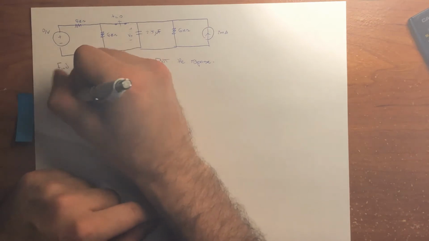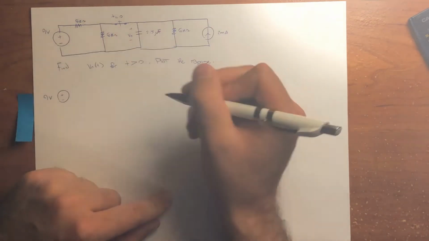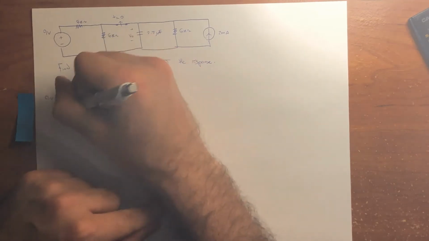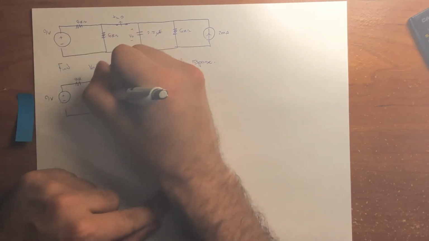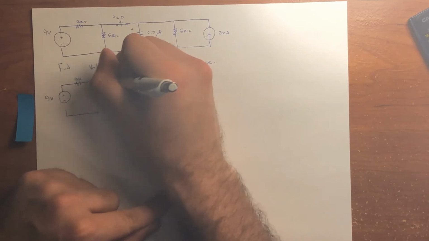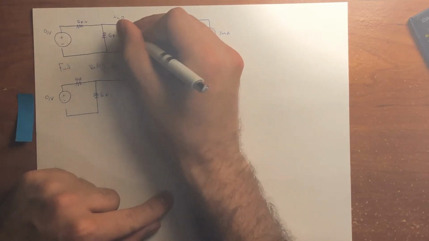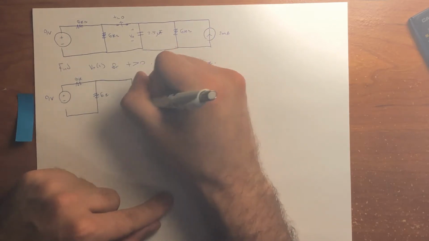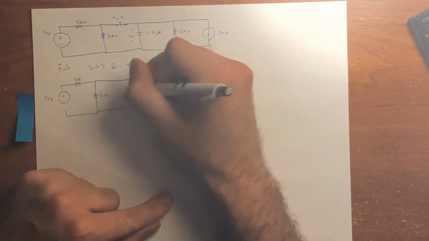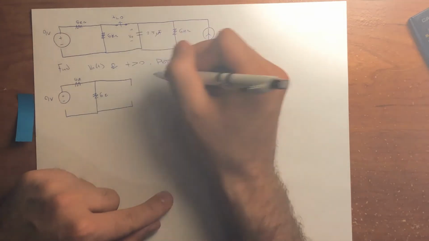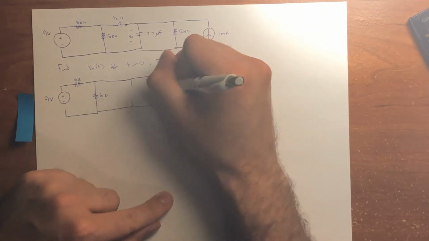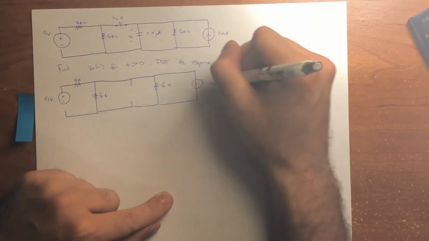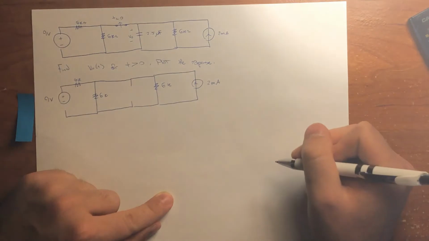If we redraw the circuit, we have the 9-volt voltage source and the 6K resistors. The switch is still closed, so we just draw the line, and then we draw the open circuit, which is across the capacitor. We have the 6K resistor, and then the 2 milliamp current source.